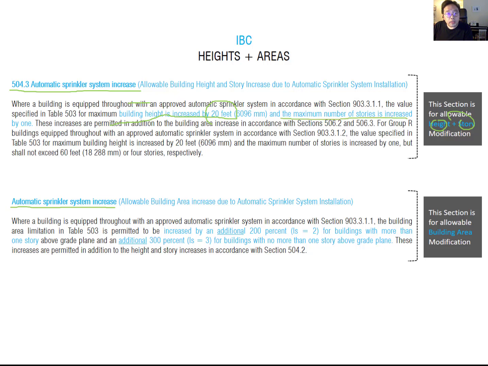Okay, so it means if your building is allowed 50 feet, but if you have your sprinkler system, you can simply add 20 feet more. You can build up to 70 feet. Also, you can increase one more story. If your building is allowed 2 story originally, but if you have sprinkler system, you can increase one more story for the project. It means you can build up to 3 story. Okay, so this is understanding about this sprinkler system increase.